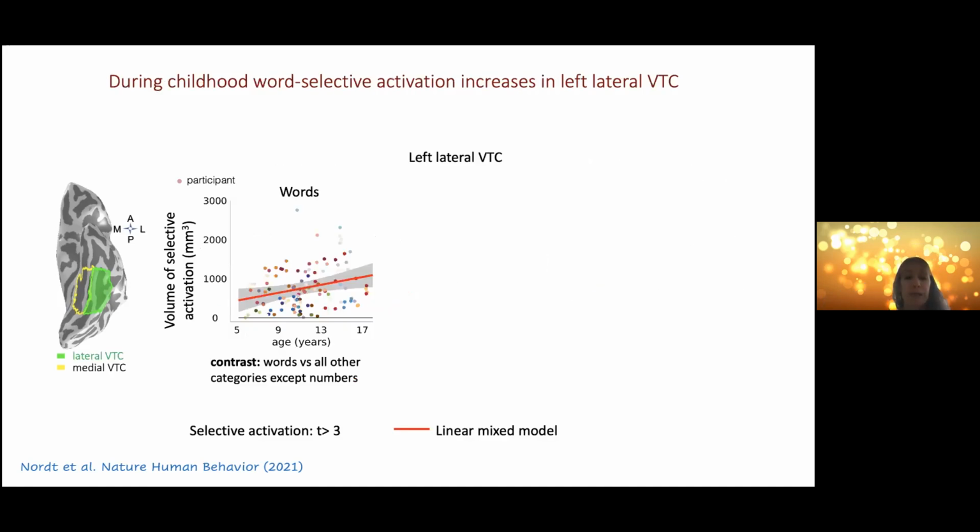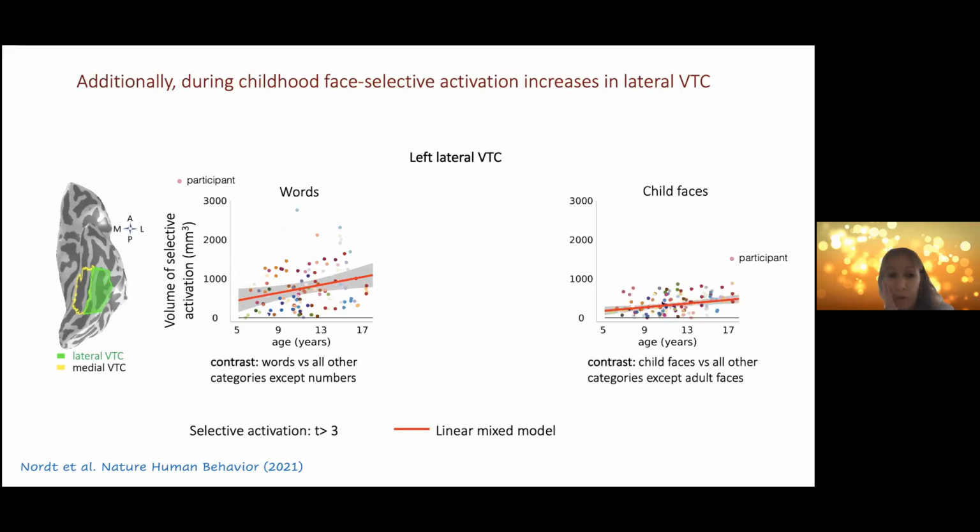So to test the prediction of these hypotheses, we measured in each participant the volume of category selective activation. This is a scatter plot showing data from 128 sessions. Each session is a dot, and the sessions are colored by participant. The x-axis is age, and the y-axis is the volume of word selective activation in the left hemisphere. And you can see that there is a significant increase in word selective activation from age 5 to 17. Okay, so what about faces? If we measure the amount of face selective activation, whether when children were looking at child faces or adult faces, we also see a small but significant increase in the amount of face selective activation from age 5 to 17. So this seems to be consistent with the predictions of the refinement hypothesis.